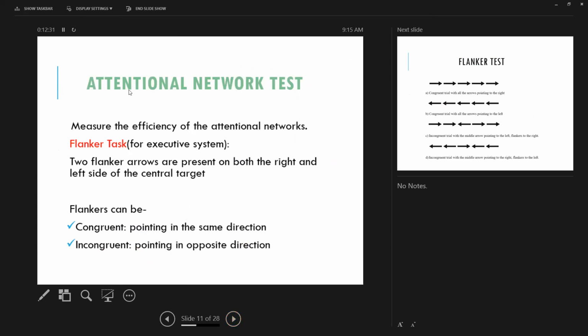The cingulo-opercular network concerns primarily the anterior cingulate and maintains the ongoing task performance. Attentional network tests basically measure the efficacy of the attentional networks. The first is the flanker test for the executive system. In this test, there are two flanker arrows present on both the right and left side of the central target. Flankers can be congruent, that is pointing in the same direction, and incongruent, that is pointing in the opposite direction.